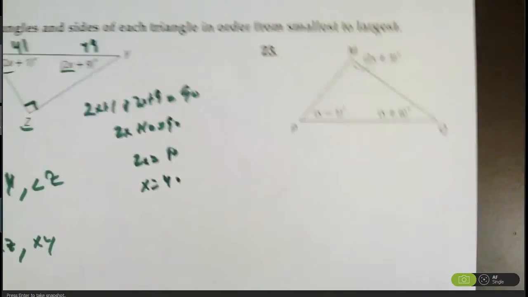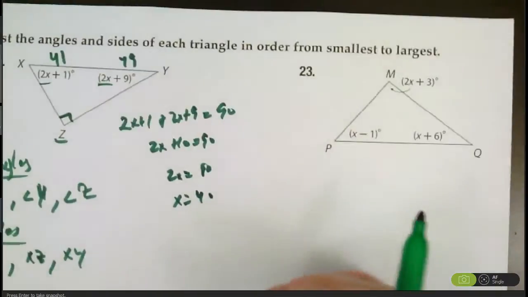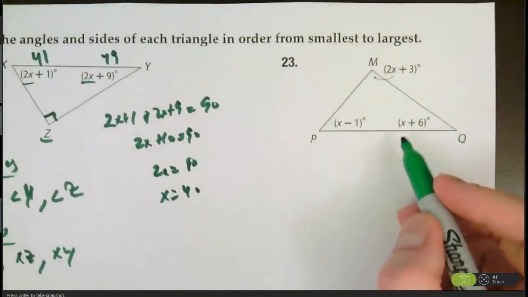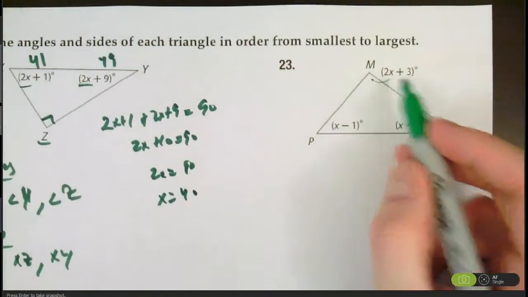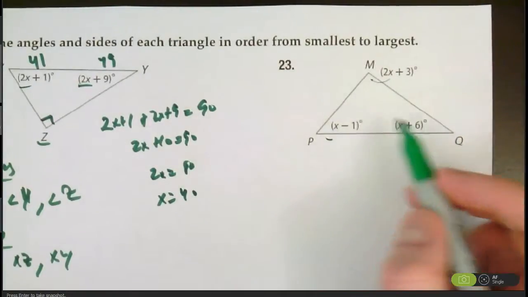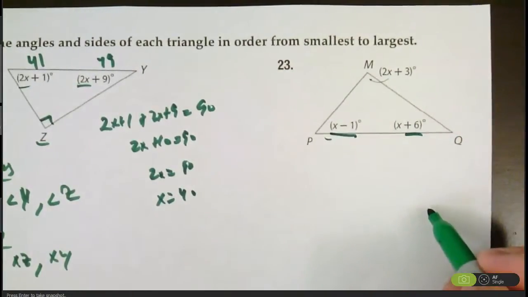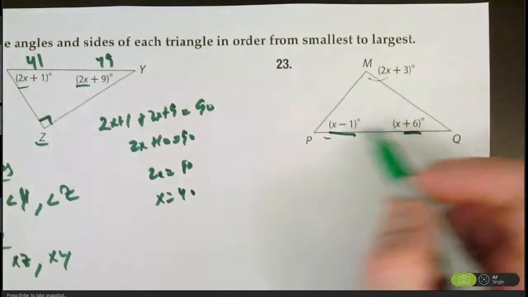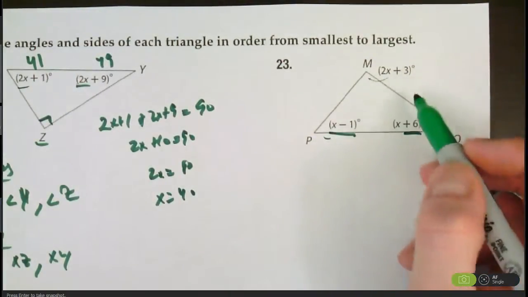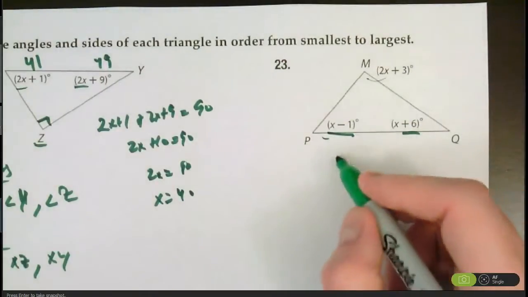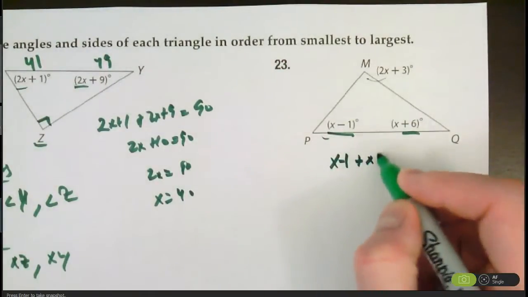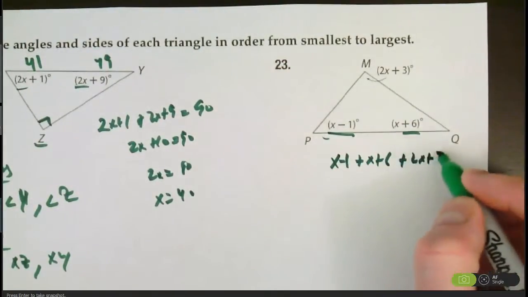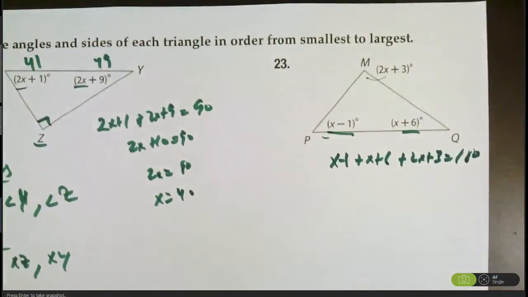Now for 23, that's what we're actually going to have to do. We can't really use our trick, although we could say, okay, I'm assuming that this has 2 x's and this has 1 x. Well, this is x minus 1. That'll be less than x plus 6. The question is, is 2x plus 3 bigger than x plus 6? It could be in the middle there somewhere. So we're going to add them all up. x minus 1 plus x plus 6 plus 2x plus 3. Set it equal to 180.